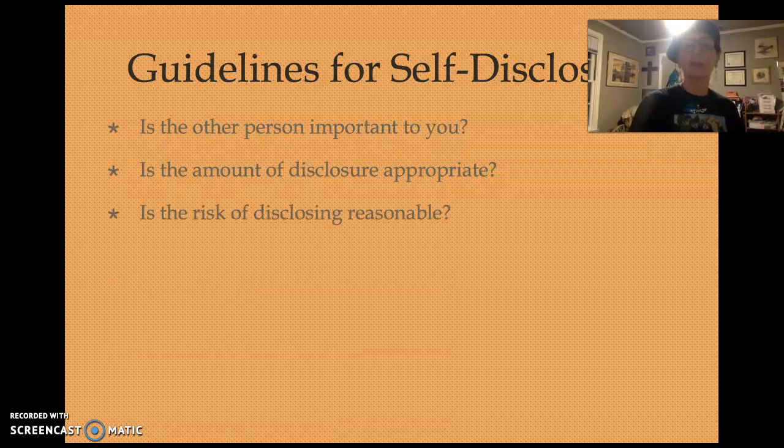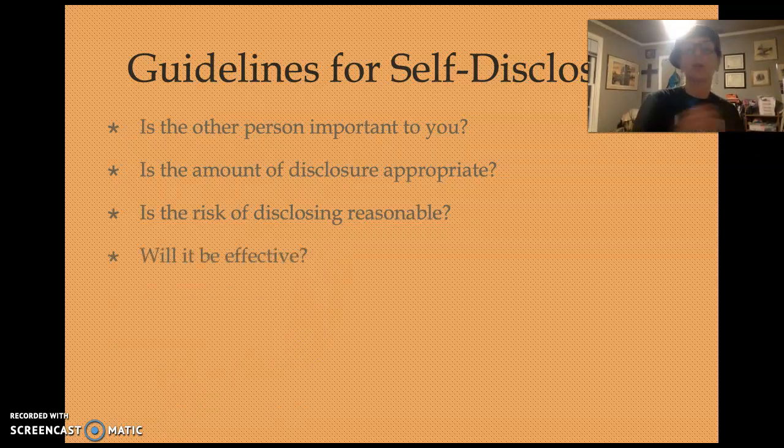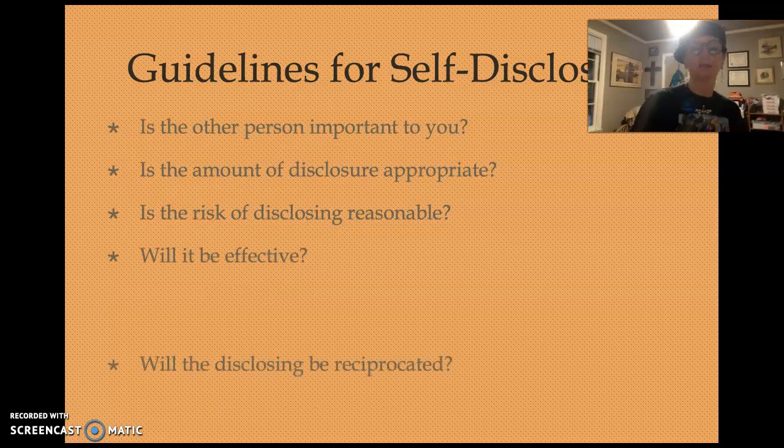Is the risk of disclosing reasonable? If you're going to disclose something where you could lose someone, where they really don't need to know, it's not important, and you're not going to leave them for another person, maybe it's not worth it. You have to ask yourself. Will it be effective? That's what I'm getting at.